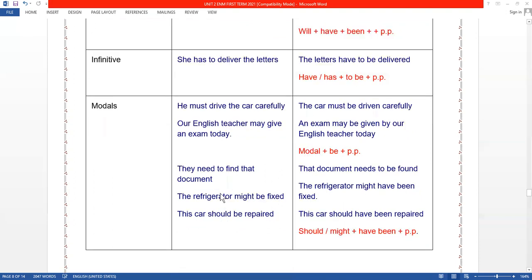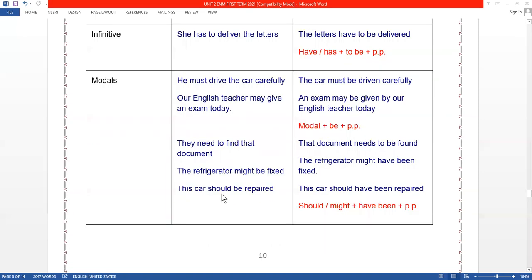If a sentence like this, they need to find that document. The document needs to be found. If a sentence like this, the refrigerator might be fixed. The refrigerator might have been fixed. This car should be repaired. This car should have been repaired. So the rule, if it has might be or should be plus past participle in the active, when we change it to the passive, it will be should or might plus have been plus past participle.